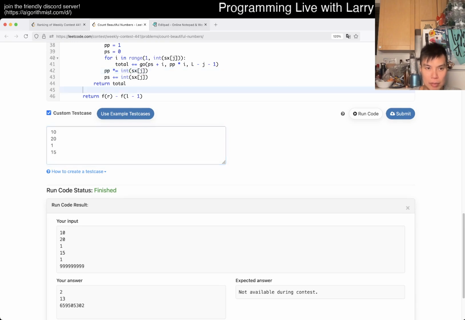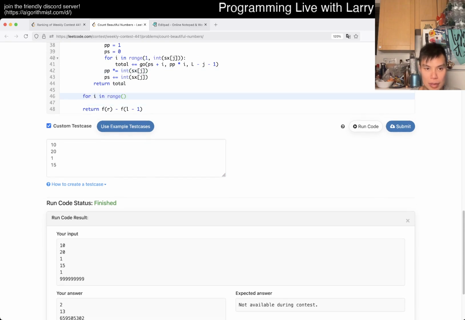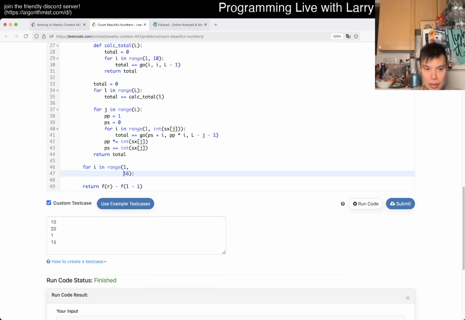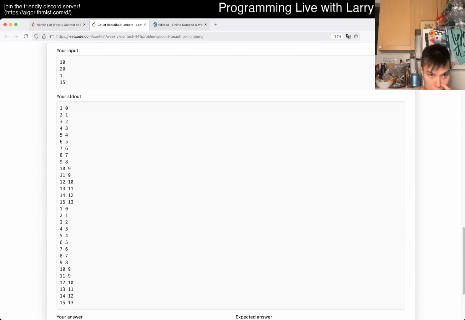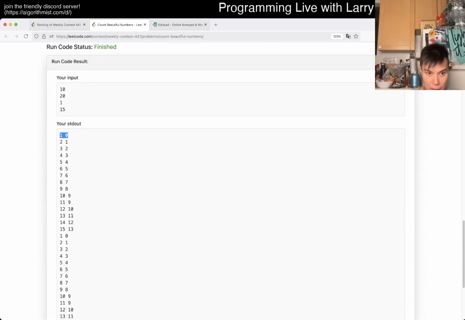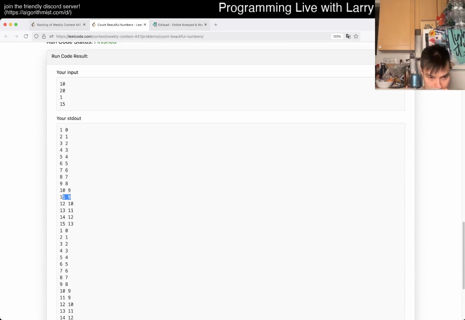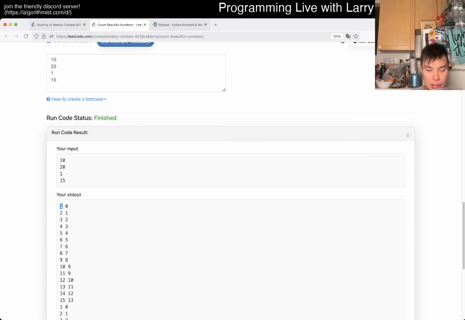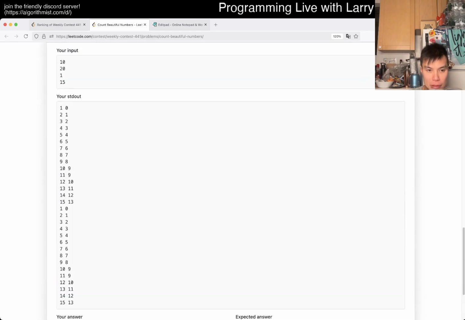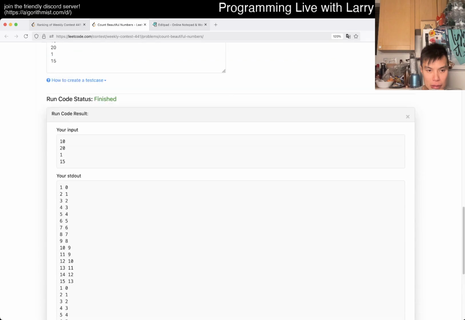Okay, so maybe I'll just do a loop, honestly, for i in range of 15 or 16, from 1 to 16. Print f sub i, right? Okay, so 1 should be 1, so I think we already messed up there. But it seems like we just, why is 10 not working? Oh, so maybe I'm off by 1 somewhere, but that's fine. Maybe it's not great though.